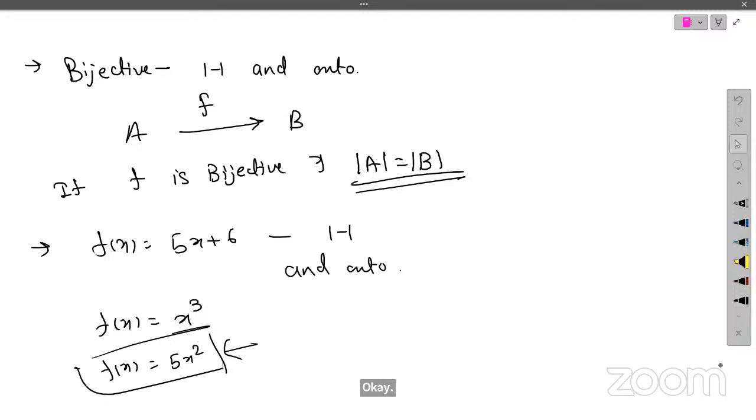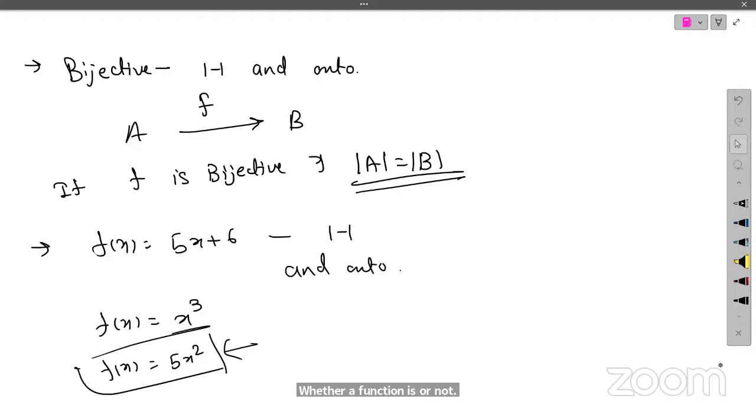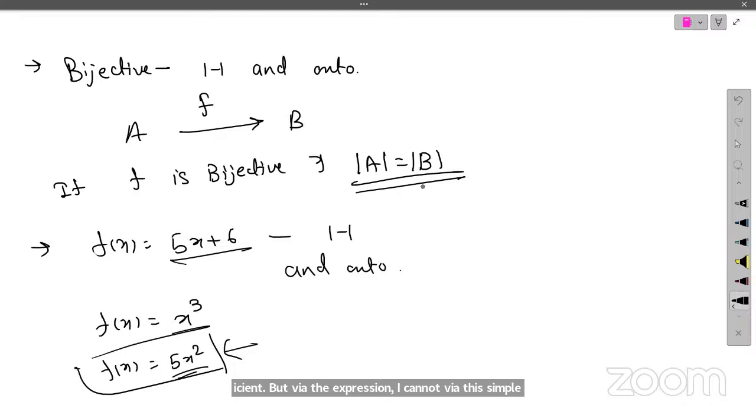Given an expression, how can we figure out quickly, without going into the graphs, whether a function is bijective or not? If we know the expression, is there a fixed way to figure it out other than graphs? Other than graphs, I don't think there is a more efficient way to find out whether a function is bijective. Graph is the more efficient way, but via the expression you cannot judge. Via a simple expression you can judge, but if I give you a more complicated expression, then it's very difficult to judge. Okay, thank you.